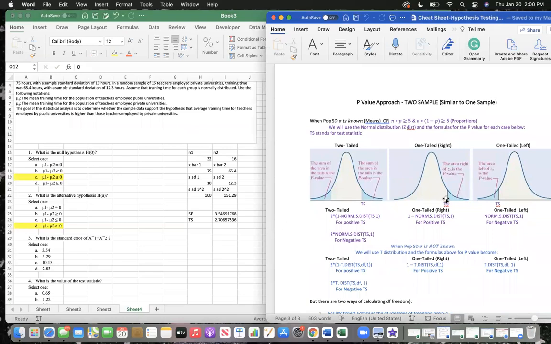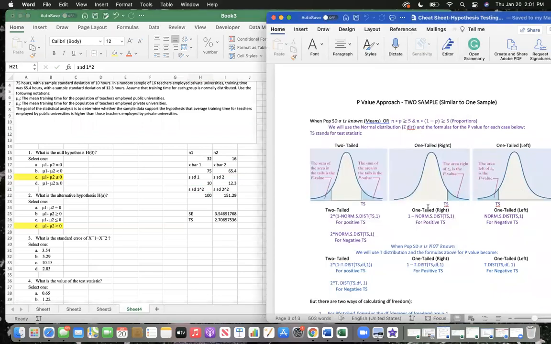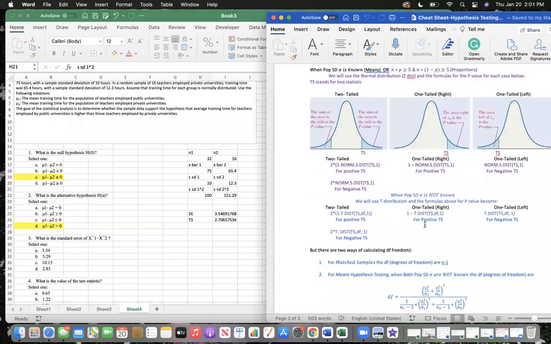The next thing we need to identify is, do we have population standard deviation or do we have sample standard deviation? We have sample, right? That's why we put S. S stands for sample standard deviation. Because we have sample standard deviation, we need to use this formula. 1 minus t dot dist, test statistic, degrees of freedom, 1. And if you guys remember from the previous video that I did, you would need to calculate your degrees of freedom using the template for unknown variances. This is something that you'd be able to use on the exam.